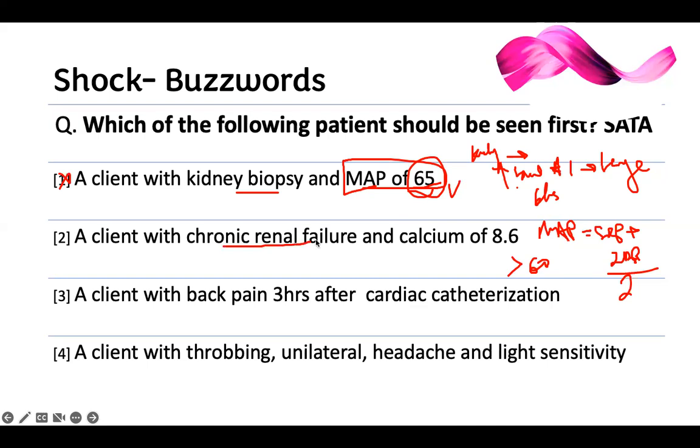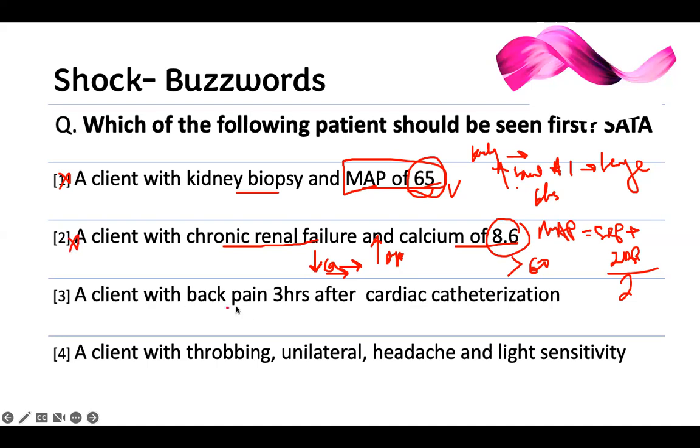A client with chronic renal failure and a calcium of 8.6. When you have chronic renal failure, calcium level is going to be low because of lack of absorption and because your PTH level is high. The kidney cannot do its function well to help with calcium absorption, and therefore your calcium is low and your phosphate is high. Okay, 8.6 is not that low, it's in the low normal, and therefore this is what is expected.